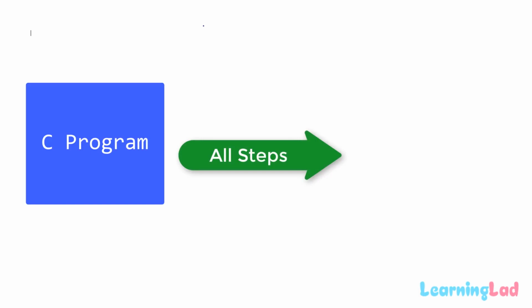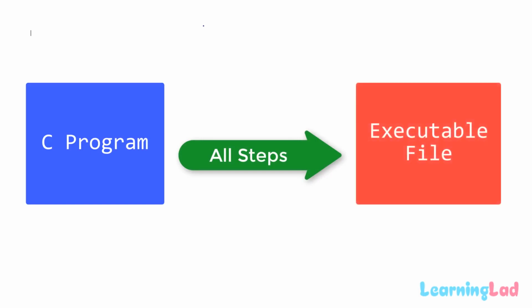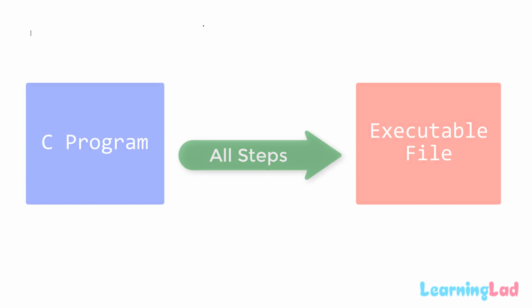Now, in the previous videos, we have learned about the computers and the C programming language. And in this video, we are going to see all the steps involved from writing a C program to generating an executable file from that C program.